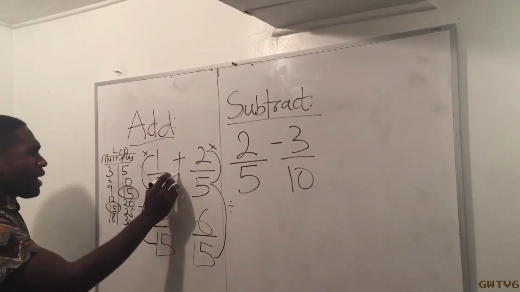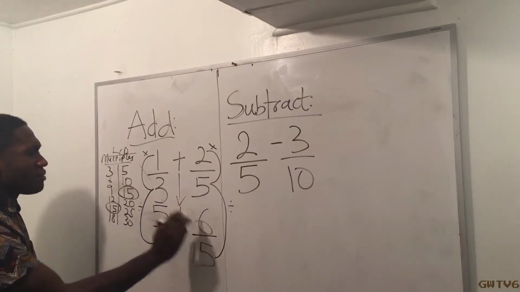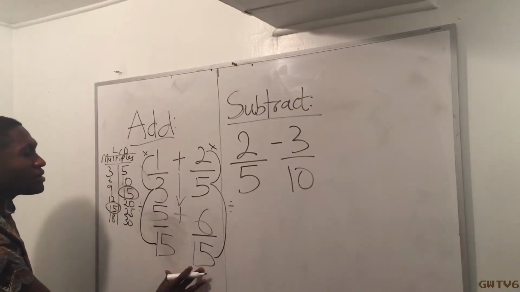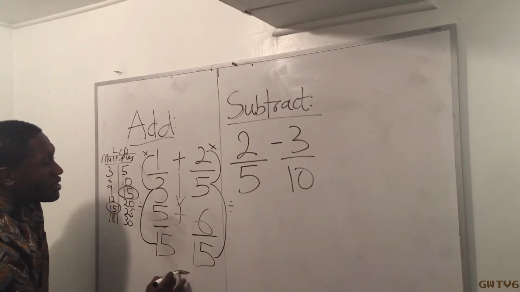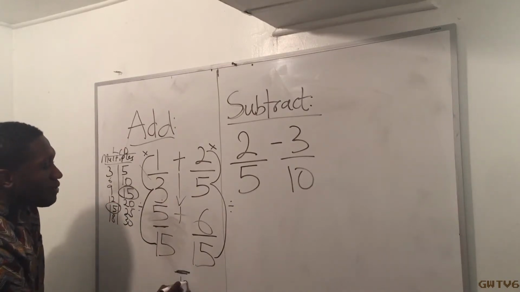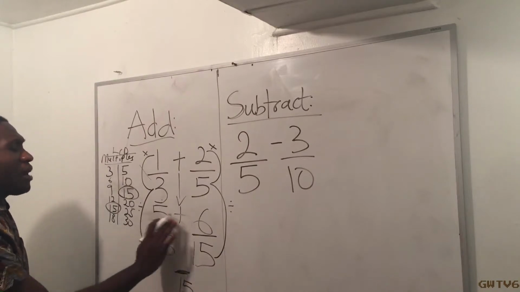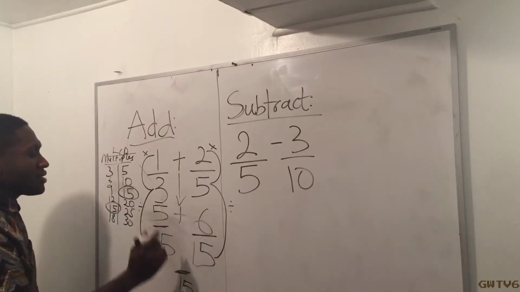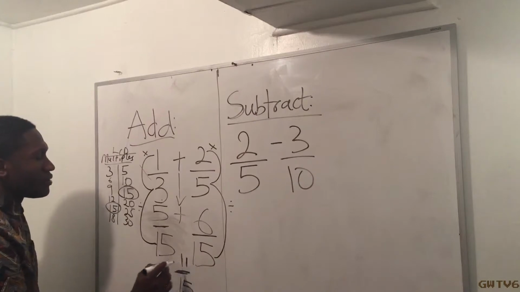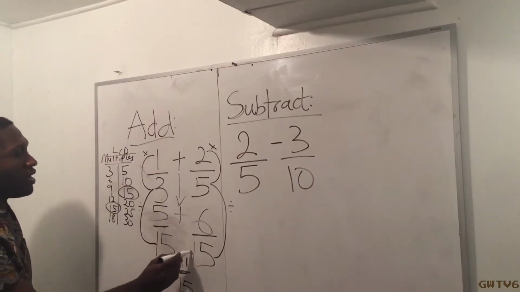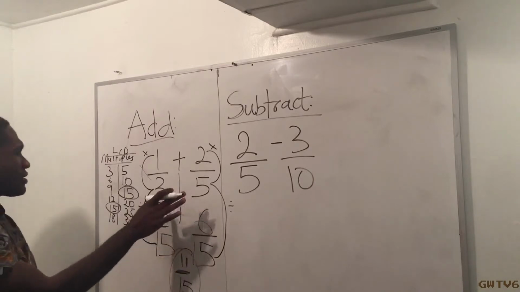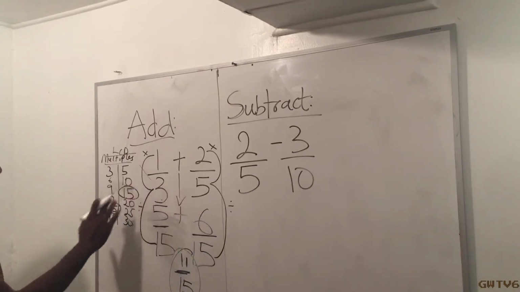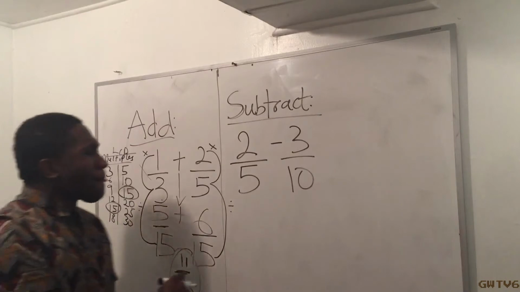And now I'm adding, right? So just bring down the plus sign. And now that the bottom numbers are the same, I've learned that when that is the case, you just copy one of the denominators, 15. And then you just combine the top. 5 plus 6 is 11. So the answer for this question is what? 11/15. Okay, so when the bottom numbers are not the same, this is how I'm supposed to do it, okay?